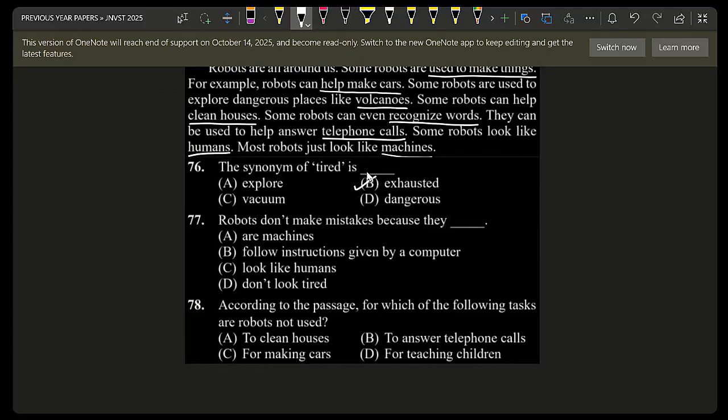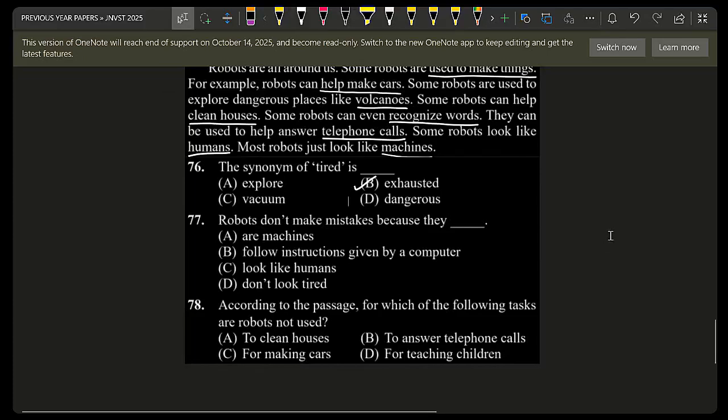Suppose we did work for long hours and we don't want to work anymore. We want to take rest. We say I'm tired, I don't want to do any more work. So tired and exhausted have the same meaning. Vacuum means nothingness. If nothing is there, it is vacuum. So vacuum is not at all related to tired, and dangerous is also not related. 77.